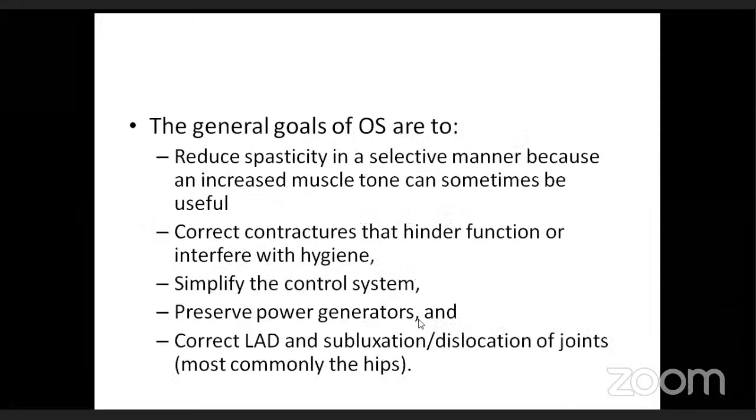Now, the goals of this therapy is to reduce spasticity in a selective manner, because the increased muscle tone, which I told you, can sometimes be helpful for the patient. You have to correct contractures which are actually hindering the function or interfering with the hygiene of the child. You have to simplify his control system in terms of walking. You have to preserve the power generators like your adductors or the abductors of the thigh or the quadriceps, and all those have to be preserved. And you have to correct the lever arm dysfunction and subluxation or dislocation of the joints, which is most commonly with hips.